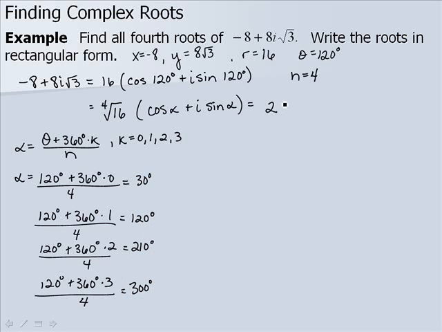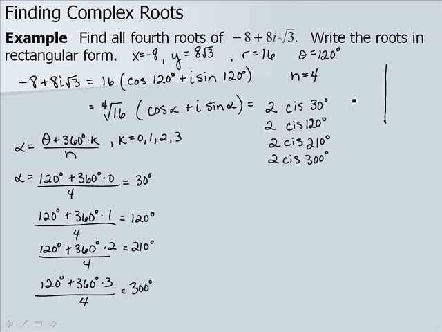So we have 2, and let's use our compact form instead of writing it out for all 4. We have 2 cis of 30 degrees, 2 cis of 120 degrees, 2 cis of 210 degrees, and 2 cis of 300 degrees. Now what we want to do is convert these to rectangular form, so we need to find the cosine and sine of each of our angles here.